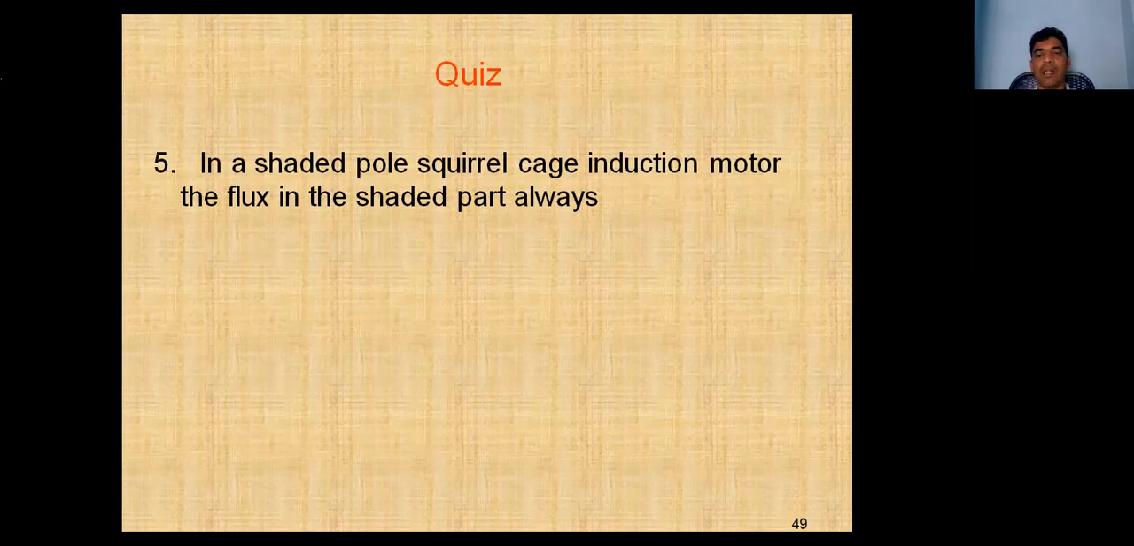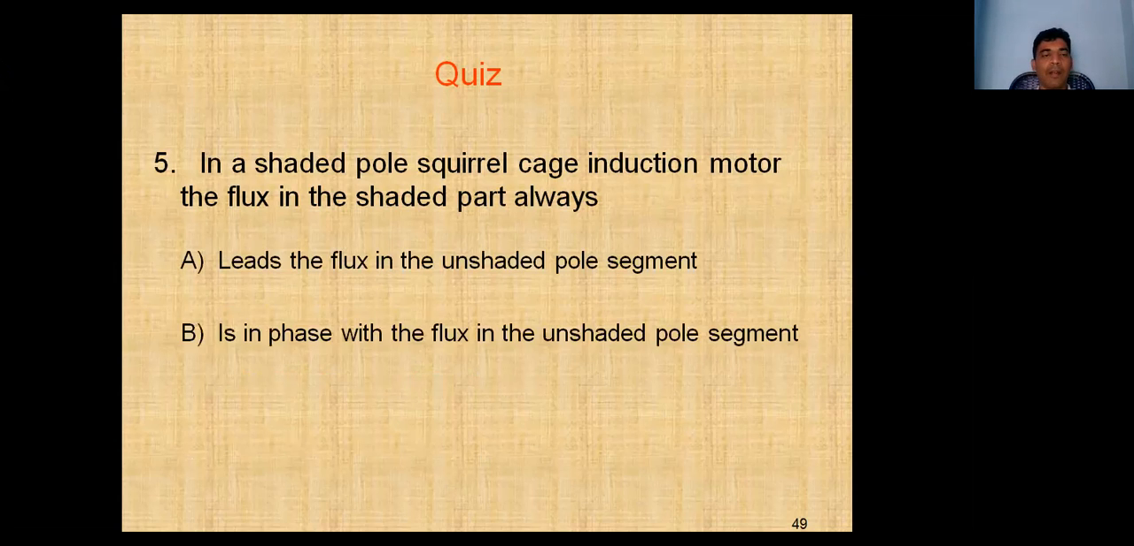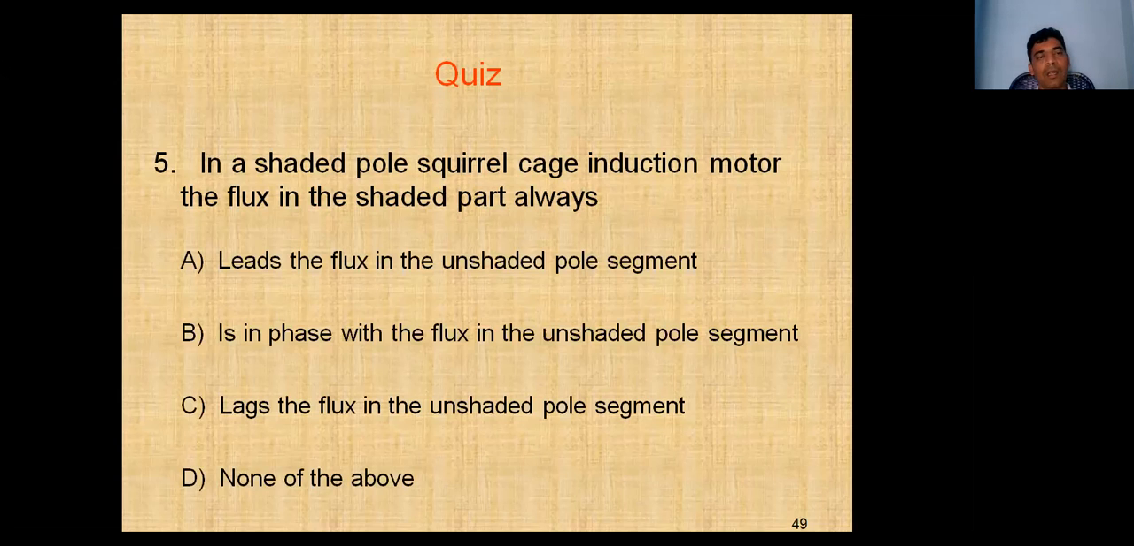In a shaded pole squirrel cage induction motor, the flux in the shaded part always: option A, leads the flux in the unshaded pole segment; option B, is in phase with the flux in the unshaded pole segment; option C, lags the flux in the unshaded pole segment; option D, none of the above. So the flux in the shaded part always lags the flux in the unshaded pole segment.